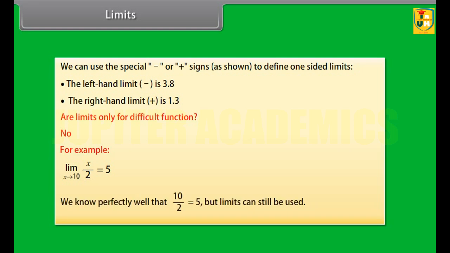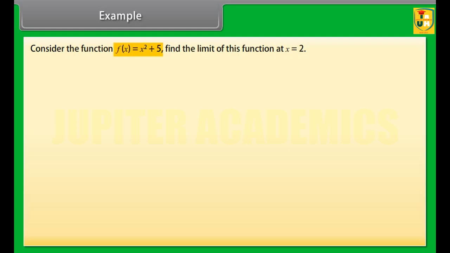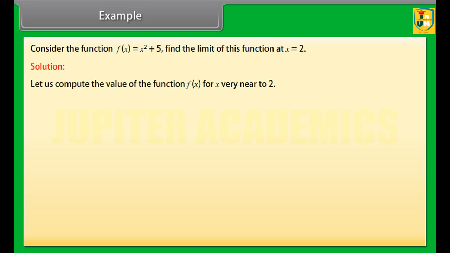We know perfectly well that 10 by 2 is equal to 5, but limits can still be used. Example. Consider the function f(x) is equal to x squared plus 5. Find the limit of this function at x is equal to 2. Solution. Let us compute the value of function f(x) for x very near to 2.